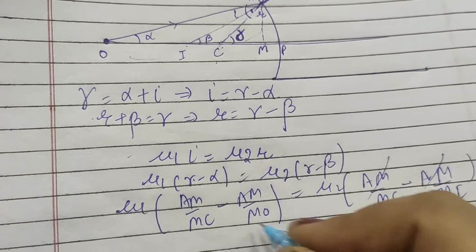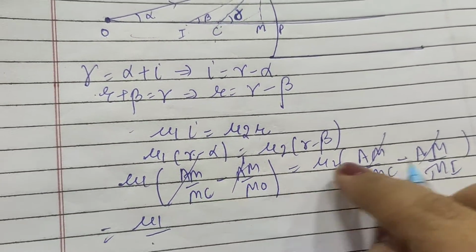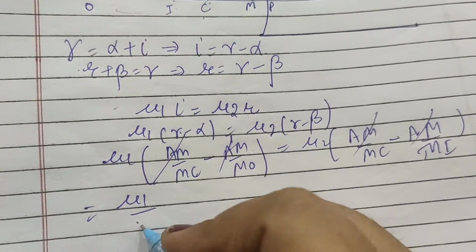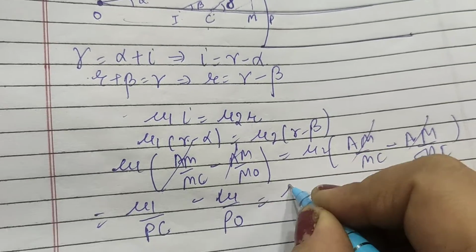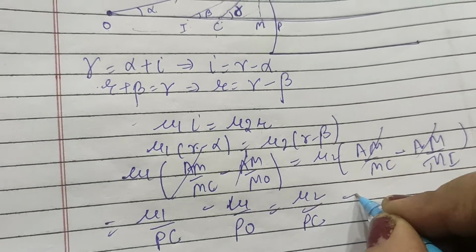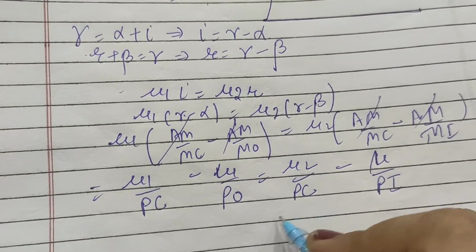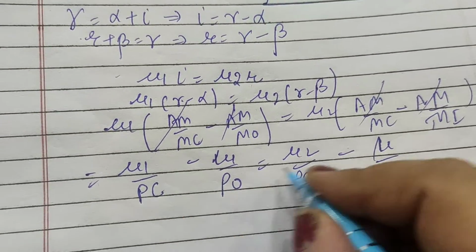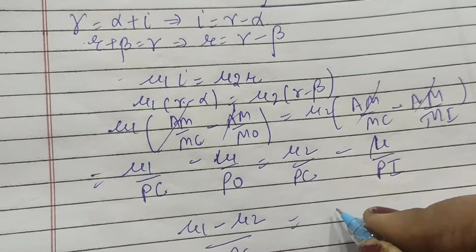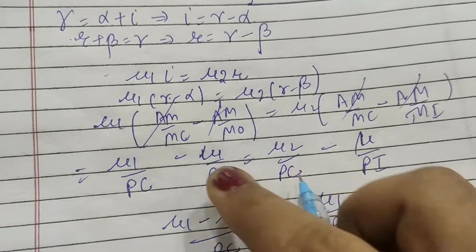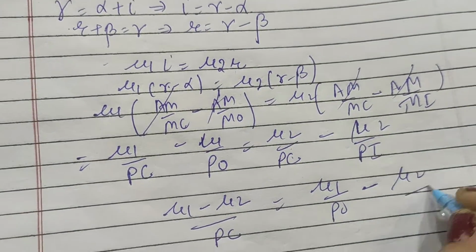So AM will be cancelled out from all, so we'll have mu1 upon MC. Now we will replace M by P, assuming that the aperture is small, so this will be mu1 upon PC minus mu1 upon PO is equal to mu2 upon PC minus mu2 upon PI. Now taking the PC terms to one side, we have (mu1 minus mu2) upon PC is equal to mu1 upon PO, and when we take this across that becomes positive, minus mu2 upon PI.